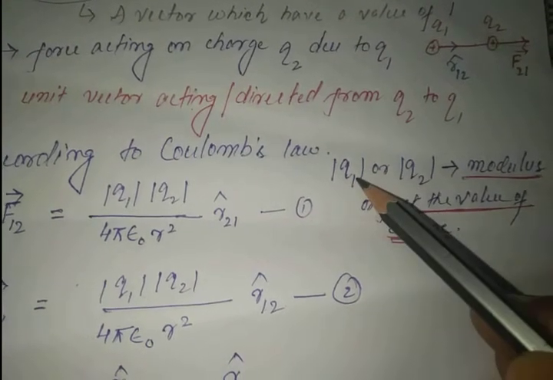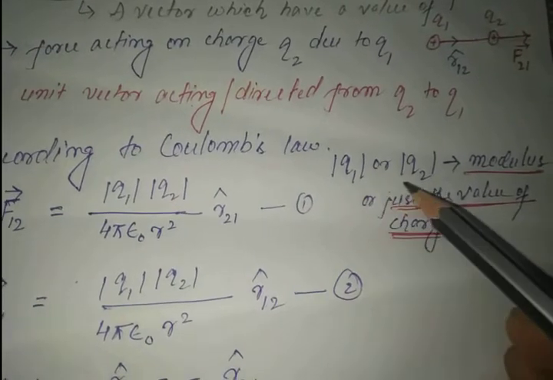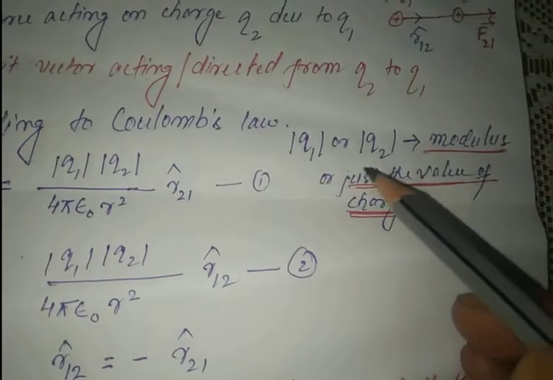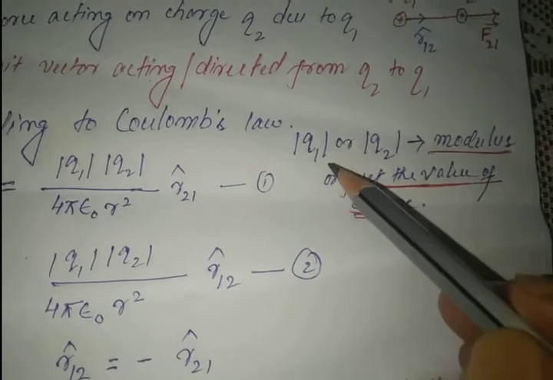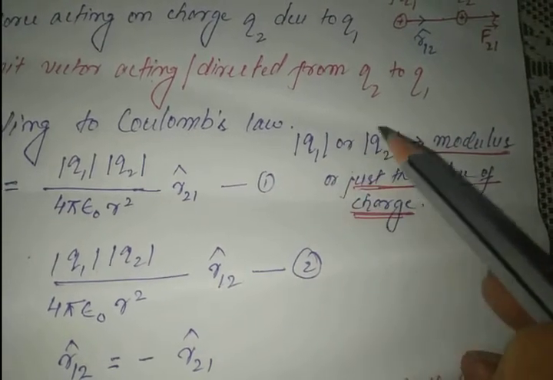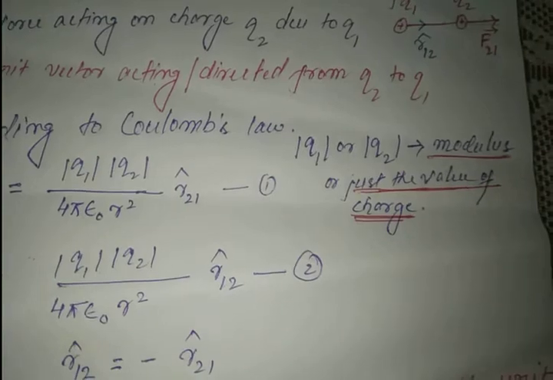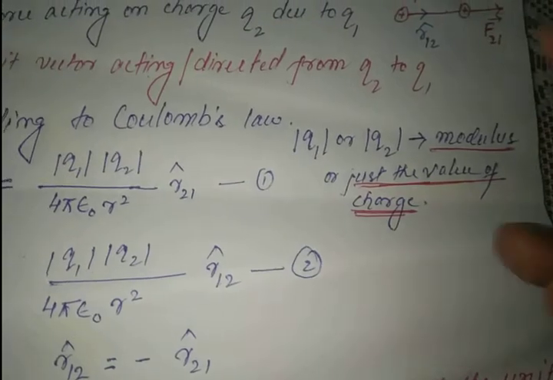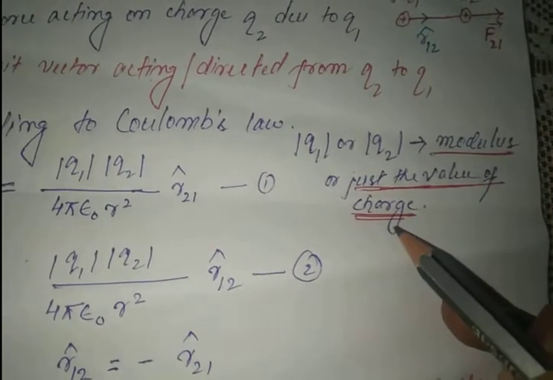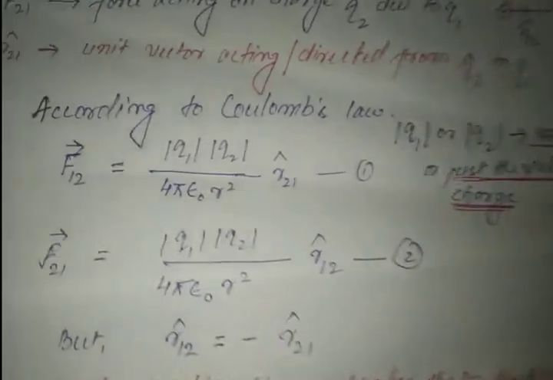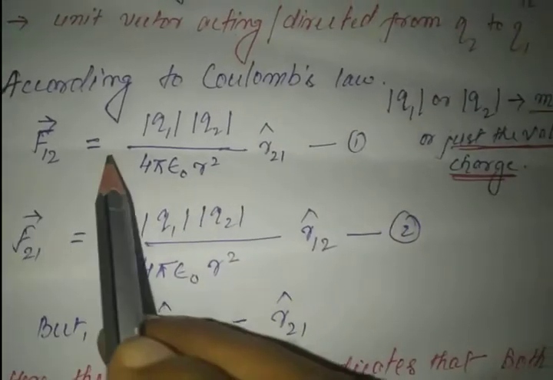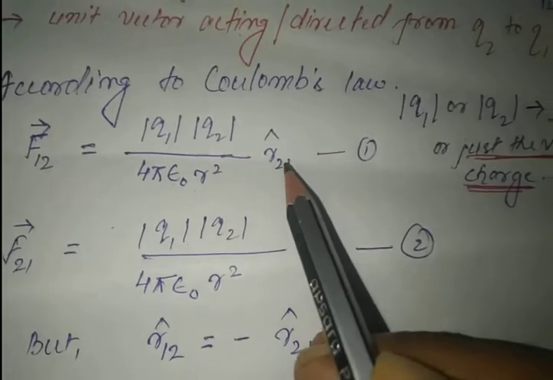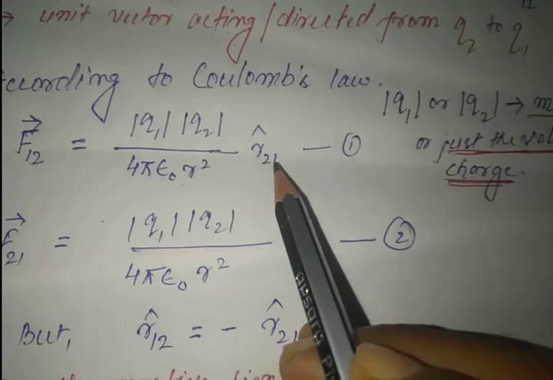When we talk about the mod of any value, whether it's a charge or some other physical quantity, we just take its value. Some values can be positive, some negative, but when we take the modulus of any value, we consider only its positive value. If a value is negative and you apply modulus, the quantity becomes positive. So here we have F12 equals mod Q1 Q2 divided by 4 pi epsilon naught r square R21 cap.